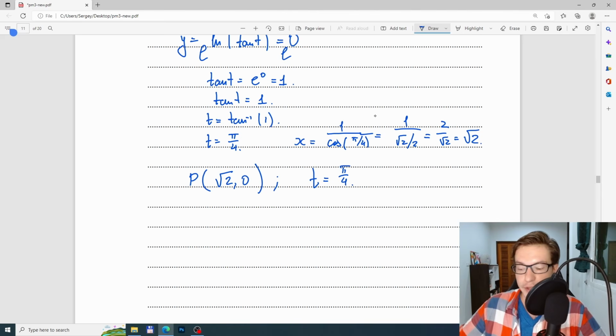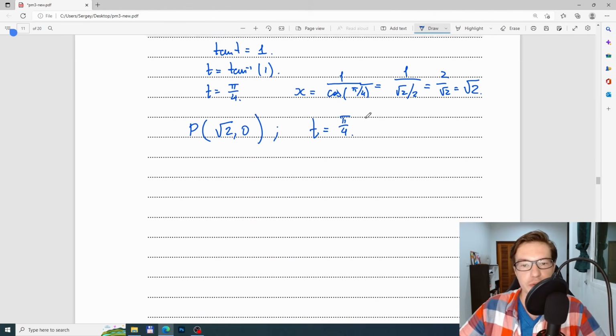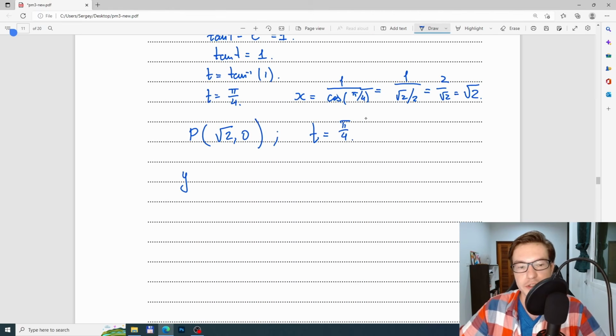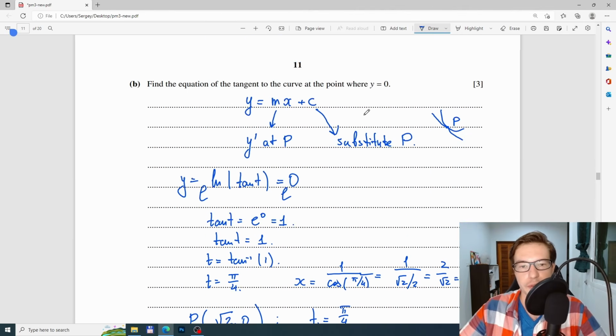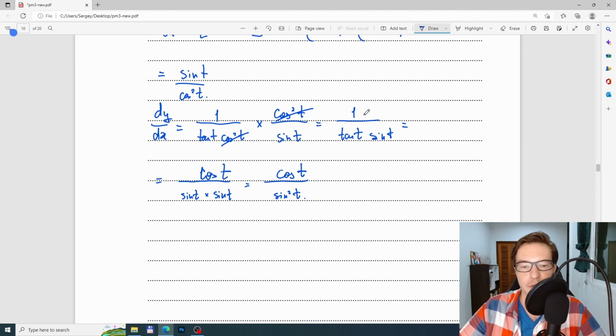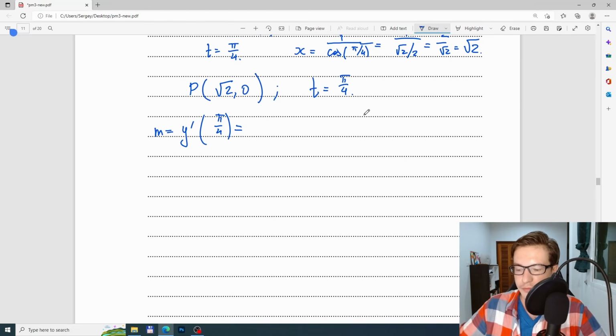over 4. Okay, so now we can substitute all of this into first the derivative in order to find the gradient of the tangent line. So y derivative of pi over 4. We already have the formula for that: cosine t over sine squared t. So let's substitute it and we'll get square root of 2 over 2 divided by square root of 2 over 2 squared, which gives us just square root of 2.